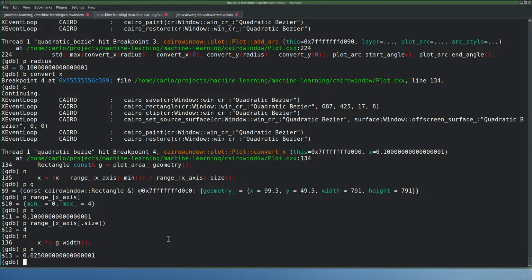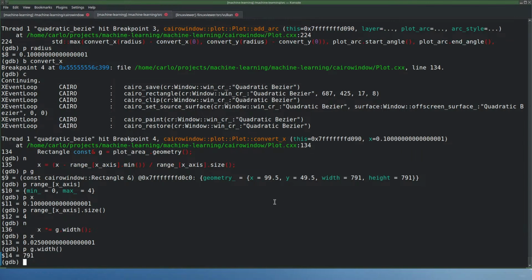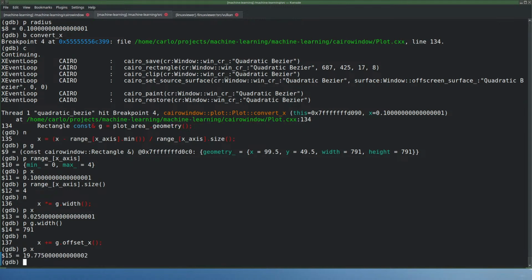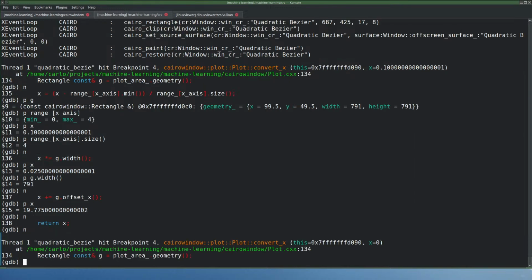X is now small, but then we multiply it with the width, which is, I don't know, 1200? No, 700 something. Almost 800. So now X is 19. That's the pixels that I want. Oh, my start angle ended up like this. So apparently I'm accidentally passing the radius as the start angle. That's the problem.